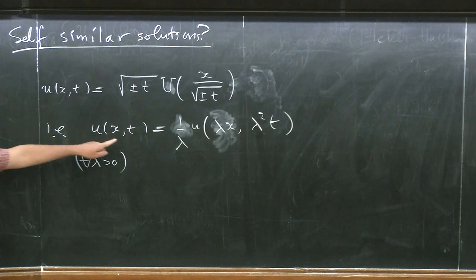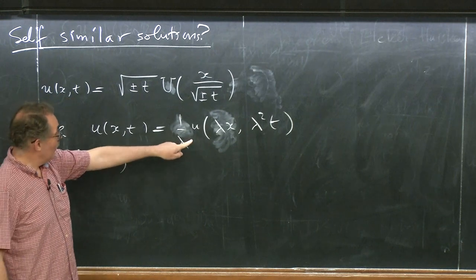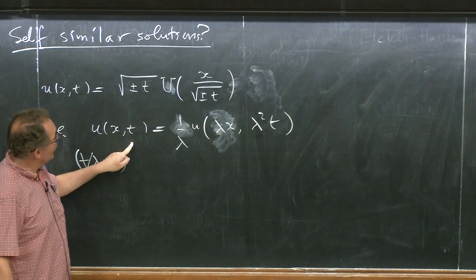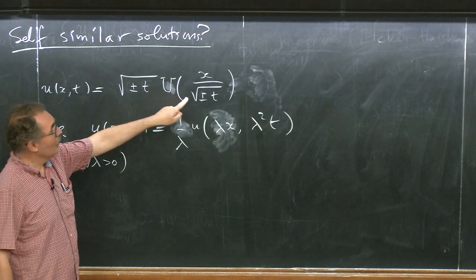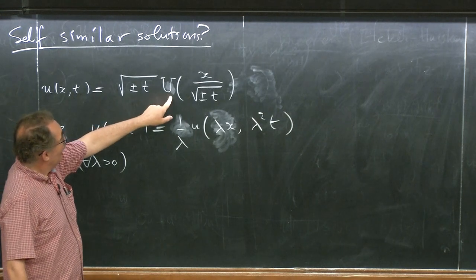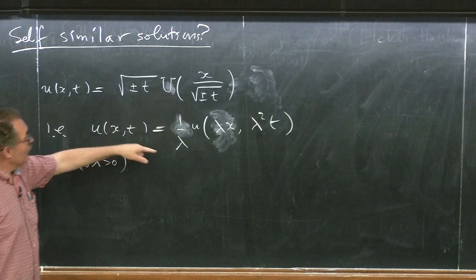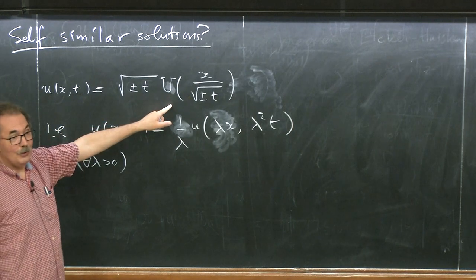But if you assume that this rescaling that I just wrote down before doesn't change the solution, then that means that the solution has to be of this form, where this u, now uppercase U, is a function of only one variable. Conversely, if I have a function of this type, then it could be a self-similar solution, but the function U has to satisfy a certain condition.